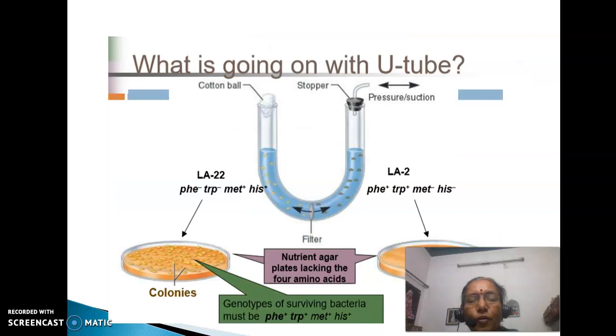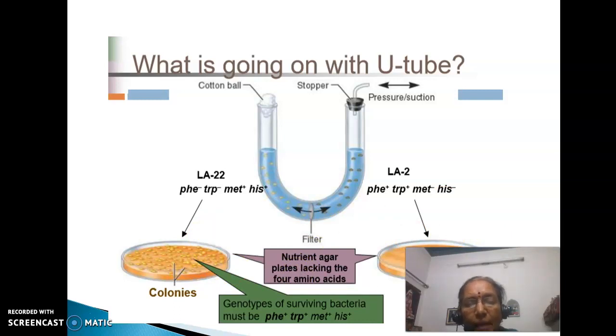Before that, I can also do one more experiment, the U-tube experiment. In this U-tube experiment, I take LA22 on one side of the U-tube and LA2 in the other arm of the U-tube, and both strains are separated by a porous filter. Now when these two strains are taken in two arms, there can be some sort of recombination. Because of the recombination, when I grow the mixture on plates lacking amino acids, you can find colonies still growing. How that recombination is happening, we will be wondering.